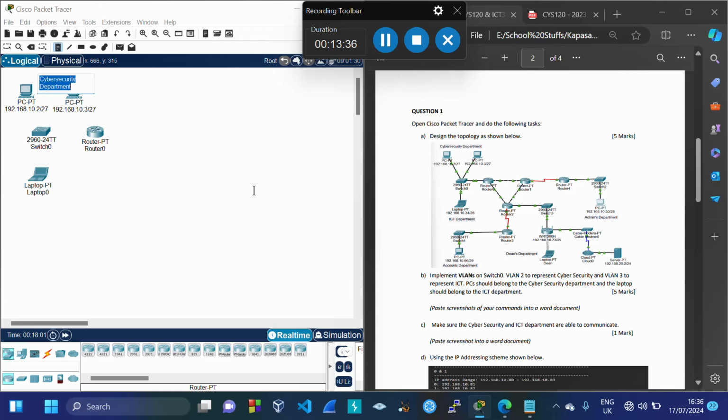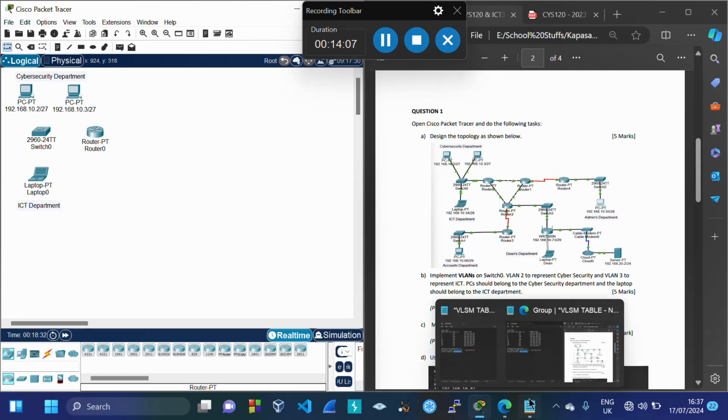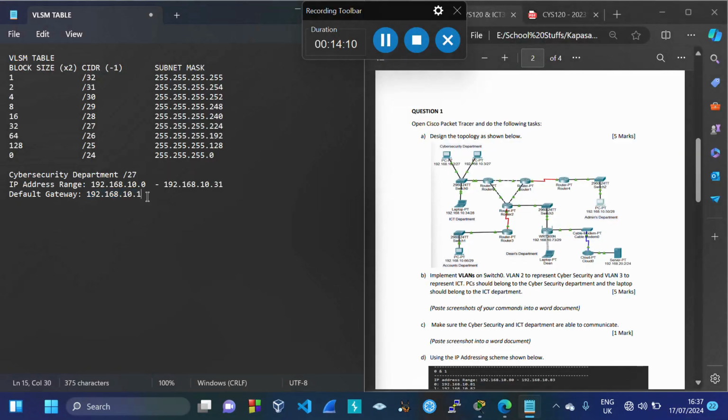Okay. So now on the question, we also have what we call the ICT department, which is connected to the switch. So I'll use a label again to show ICT department. After doing that, I just need to configure this laptop 0, which belongs to ICT. So again, let's understand what they did for them to come up with this IP address for the PC. So I'll go for this subnetting. We have now ICT. ICT is a /28 based on the question.